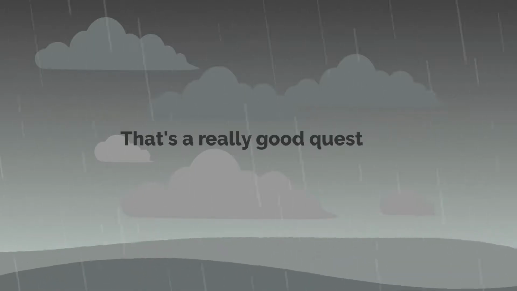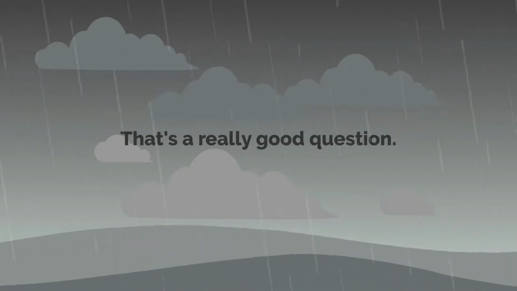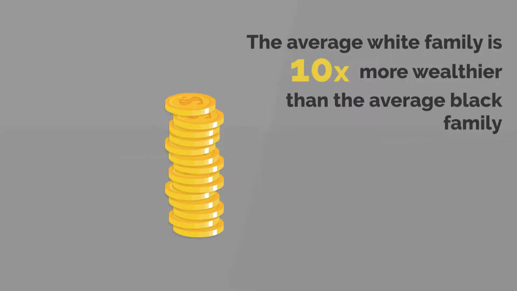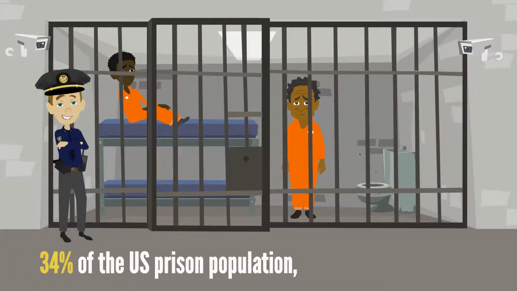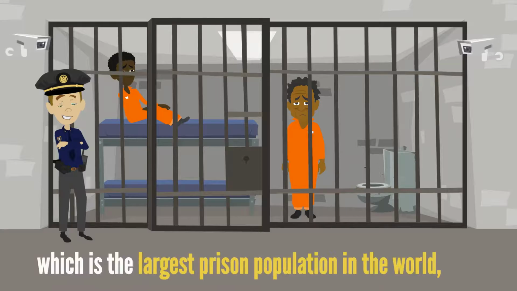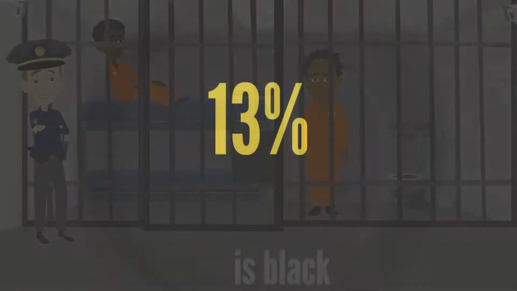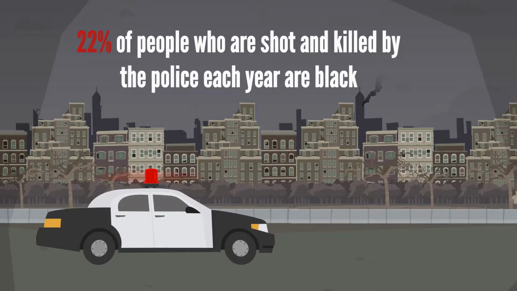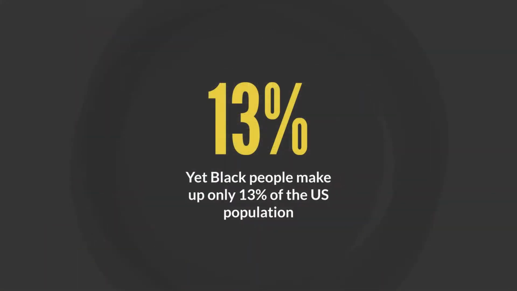That's a really good question. Let's look at some facts for Black Americans today. The average white family is 10 times more wealthy than the average black family. 34% of the U.S. prison population, which is the largest prison population in the world, is black. Yet, black Americans are only 13% of the U.S. population. 22% of people who are shot and killed by the police each year are black. Yet, black people make up only 13% of the U.S. population.